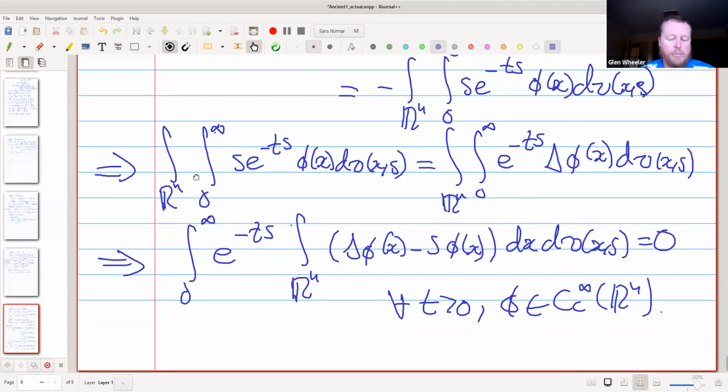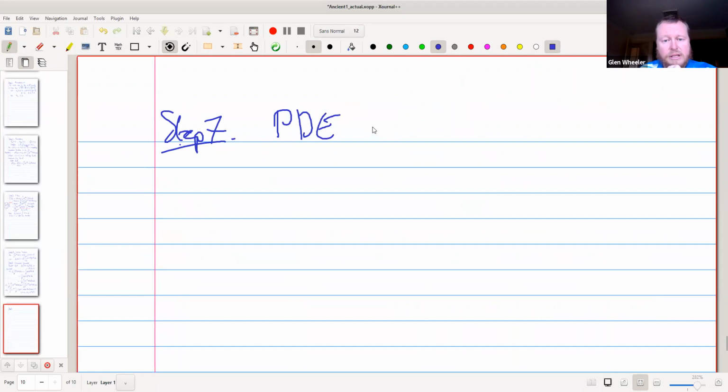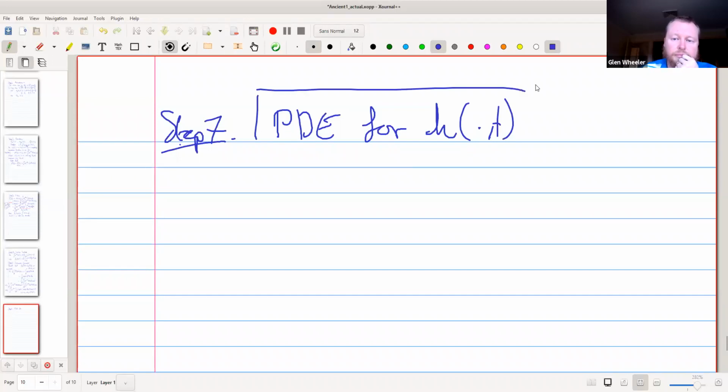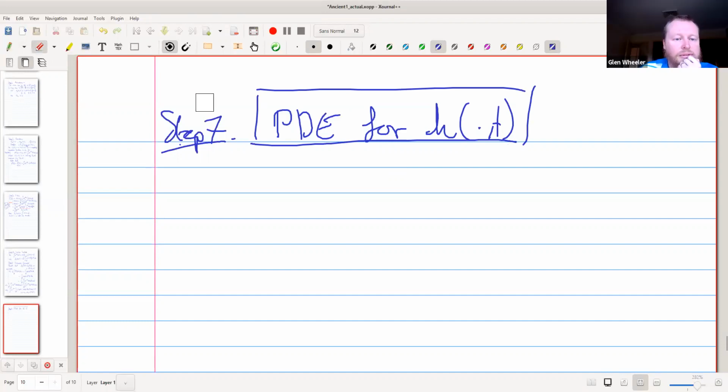Oh, that's the end of the page. Okay, so step 7. We're going to derive a PDE for this function h that's going to be true at each t. Step 6, I think. Oh, is it step 6? Thank you, Paul. You can fix the numbering later.